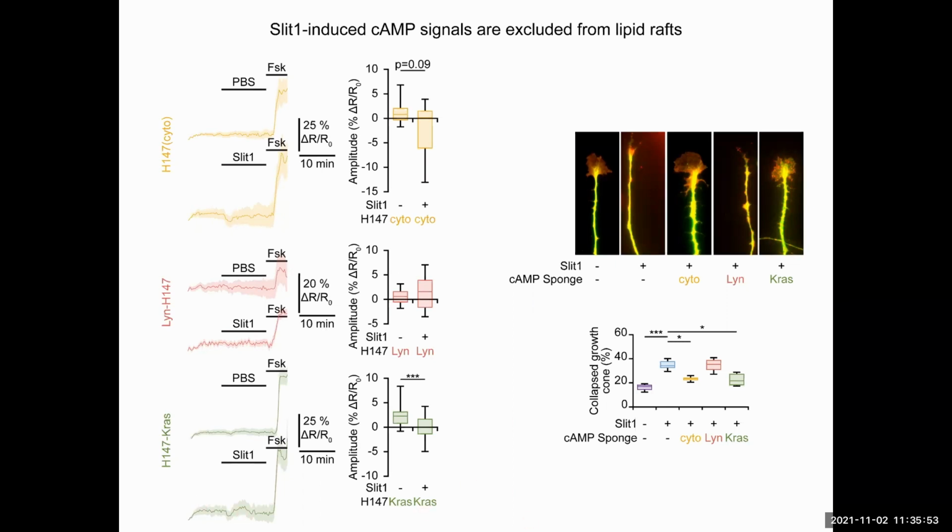We use the same approach to verify that the signal detected is the one that is important for axon pathfinding. We use the collapse assay again, and the cytoplasmic variant of cyclic AMP sponge, the cyclic AMP scavenger, is sufficient to prevent the collapse induced by Slit. The lipid raft excluded variant is sufficient as well to prevent the collapse, but not the lipid raft targeted variant of cyclic AMP sponge. So this confirms that the cyclic AMP signal regulating the Slit response is outside lipid raft.